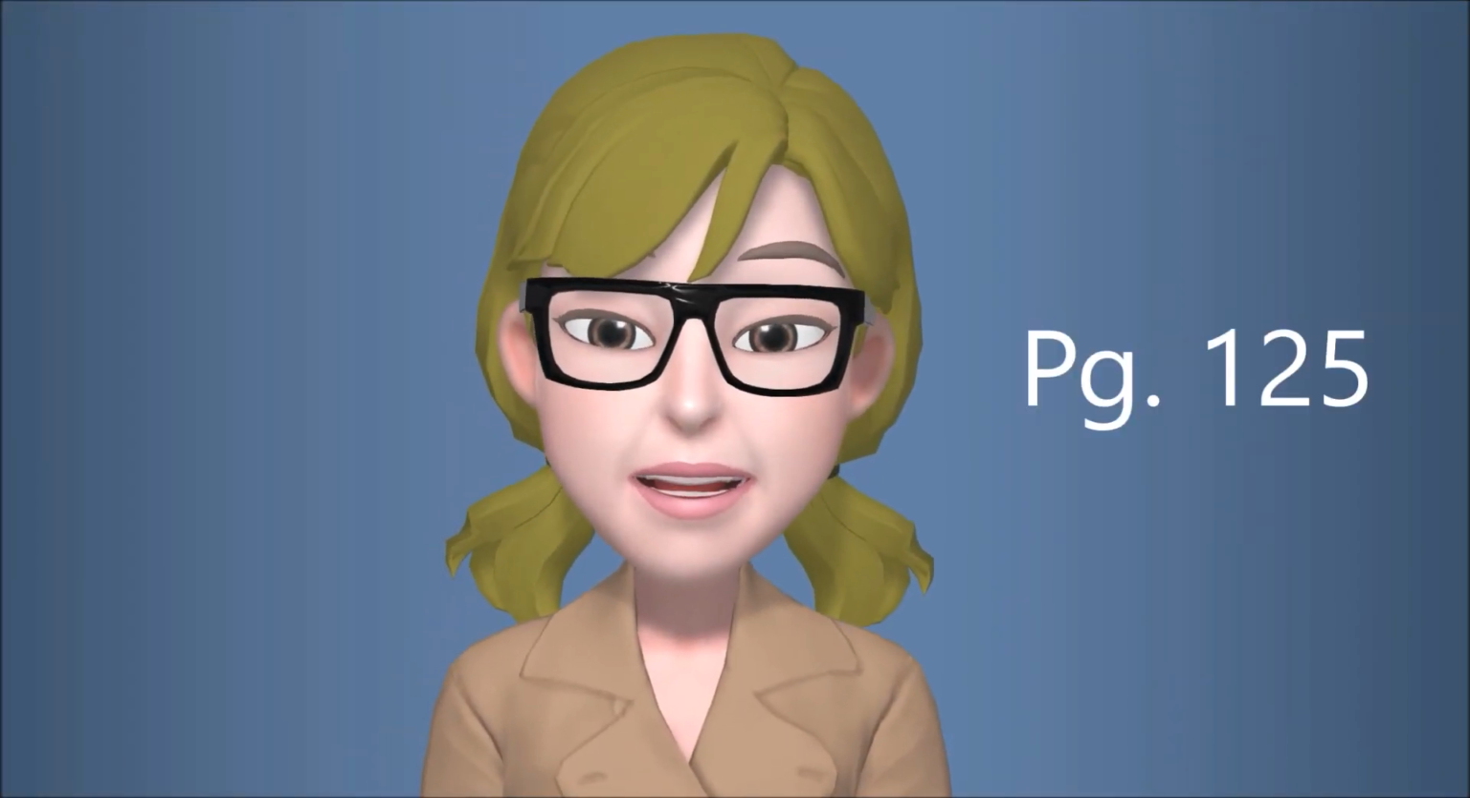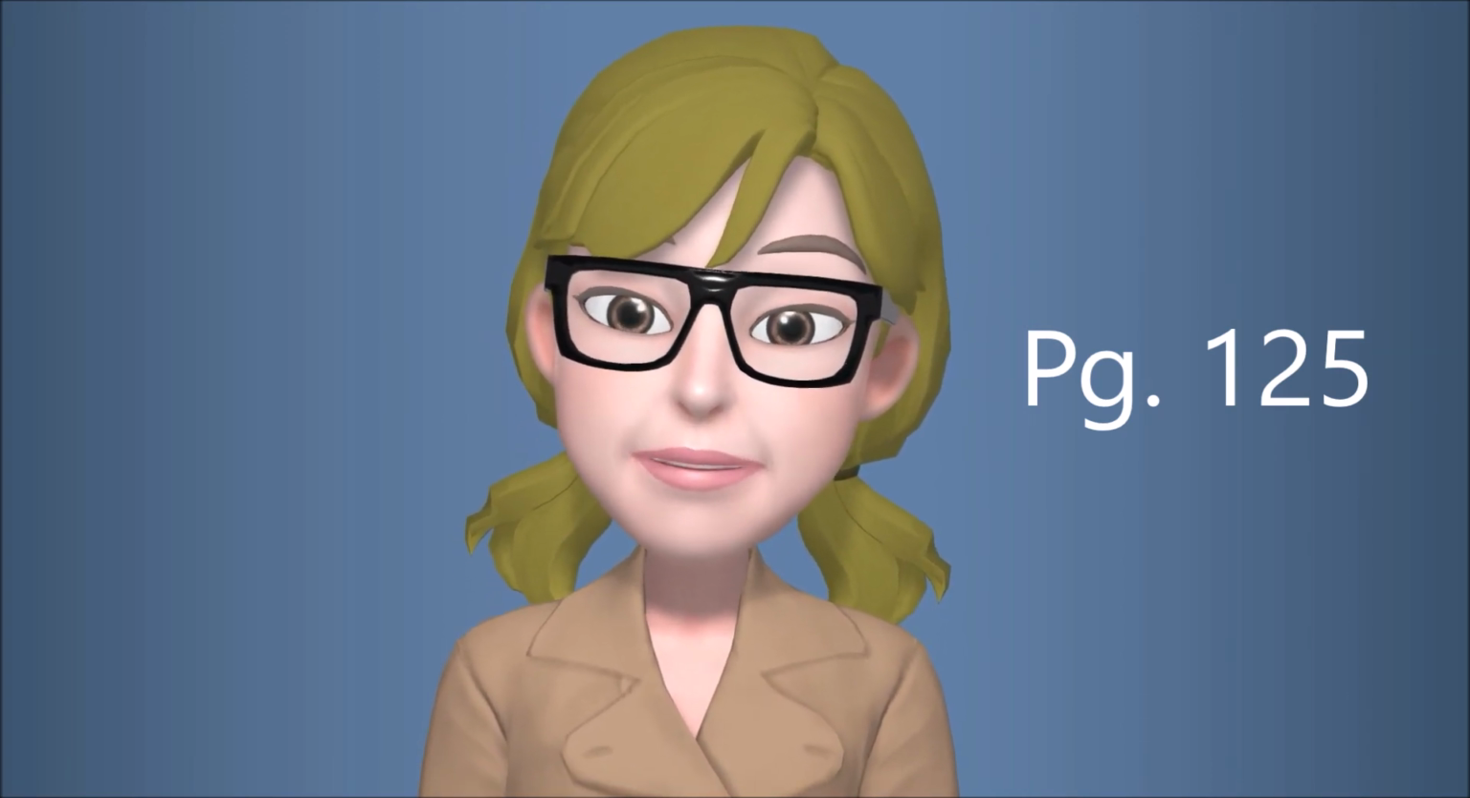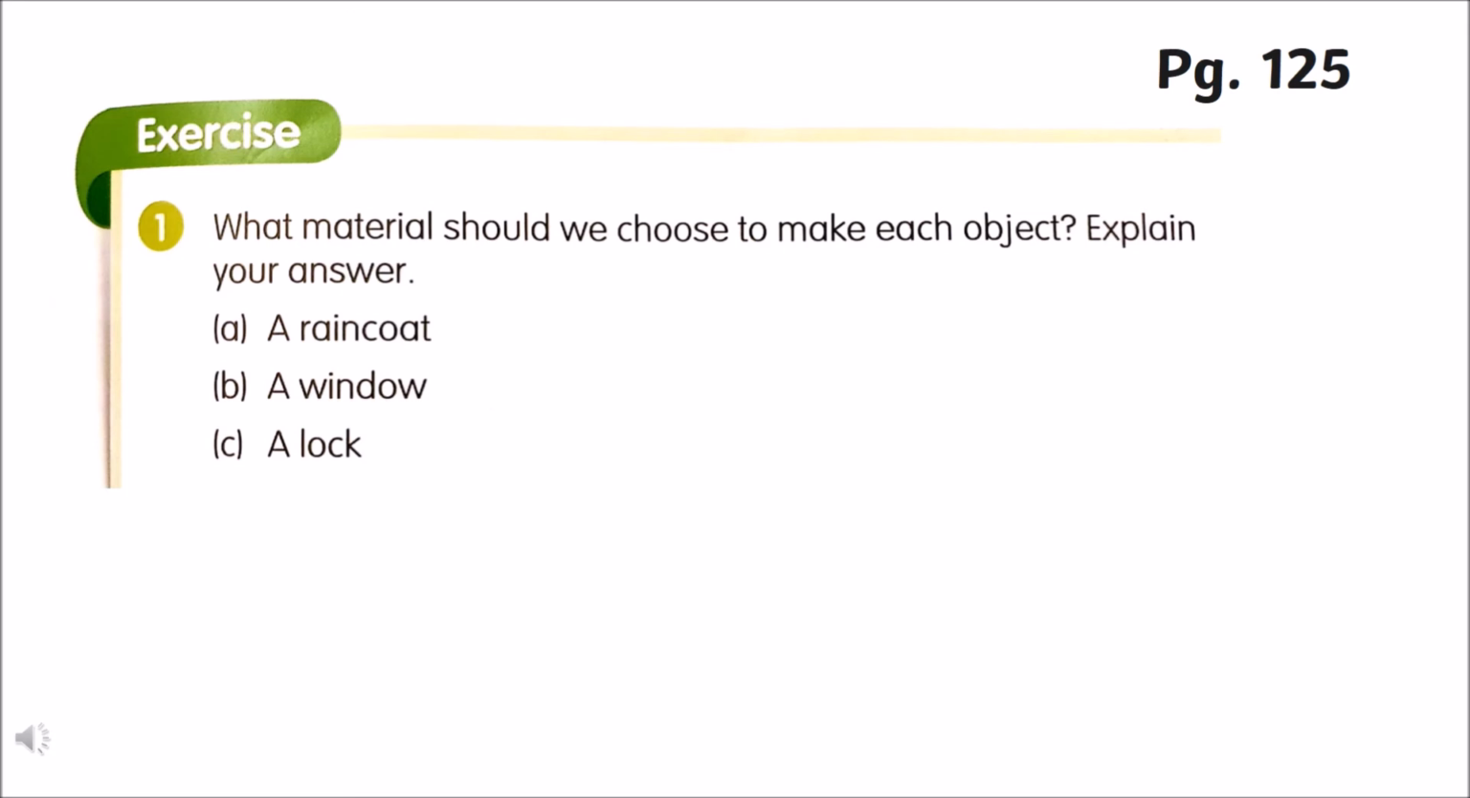Let's do the last exercises for the Pupils book on page 125. Exercise 1. What material should we use to make each object? And please explain your answer. This is a two-part answer. Please tell me the material and because.